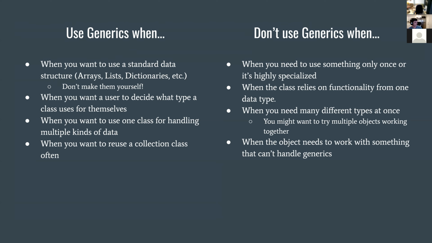Now, you don't want to use generics basically when your code relies on some specific functionality, whether that be functionality of the data type or of other objects. Generics just don't really work well when the code has to be highly specific. Do we have any questions so far?